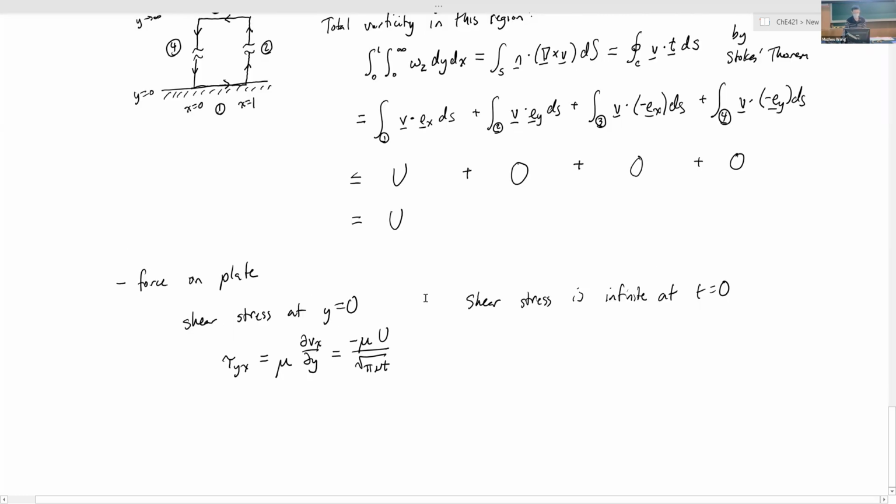Because at t equals 0, our plate is suddenly set into motion, and so we have an infinite velocity gradient there, right? Right at the surface of the plate, the velocity is equal to u, and then immediately above that, the velocity is equal to 0, and so that's why you have an infinite force there. The velocity is discontinuous there, basically. And so our solution here might actually break down at exactly that one point, t equals 0.